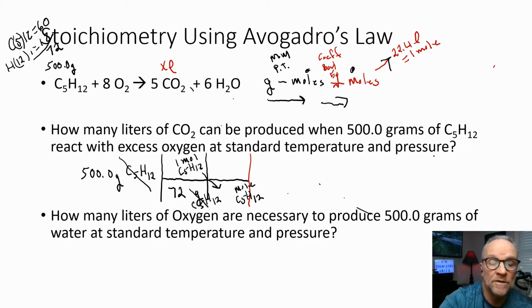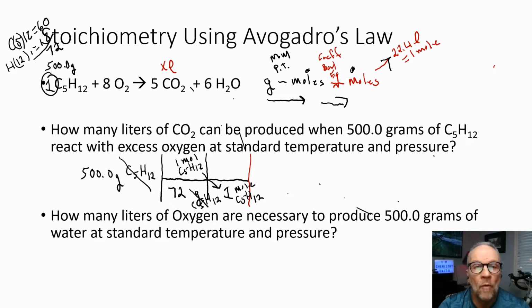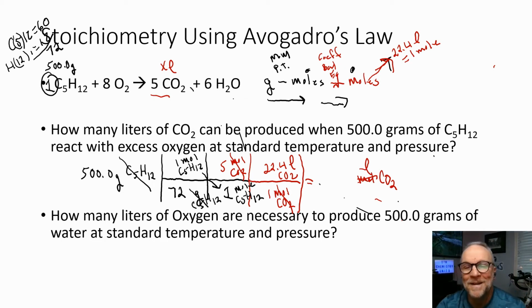Our grams have already canceled out. And then we'll have, for C5H12, we just have 1 mole because there's no coefficient in front of the chemical symbols there. And then to solve for carbon dioxide, we have 5 moles of carbon dioxide. And then our final step here, we're going to go from moles to liters. So since we have moles on the top, we'll say every 1 mole of CO2, we've got 22.4 liters of carbon dioxide. So moles of CO2 will cancel, and our final answer will be in moles. I'm sorry, excuse me, liters. I'm getting excited there. Liters of CO2.